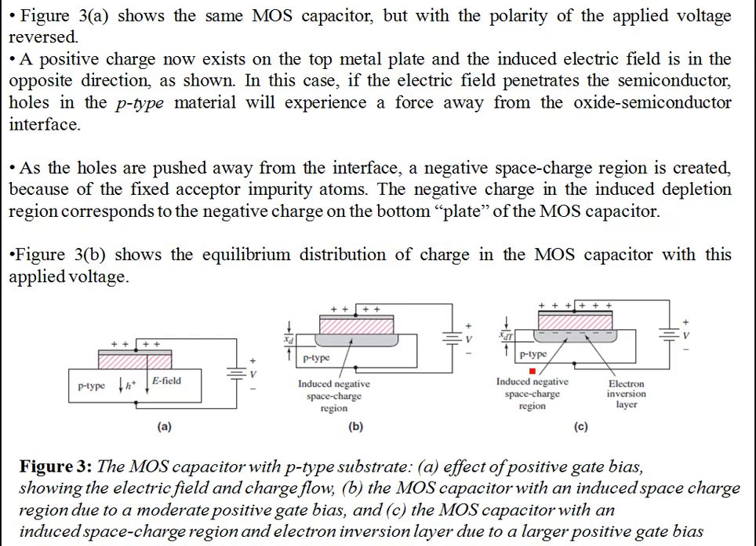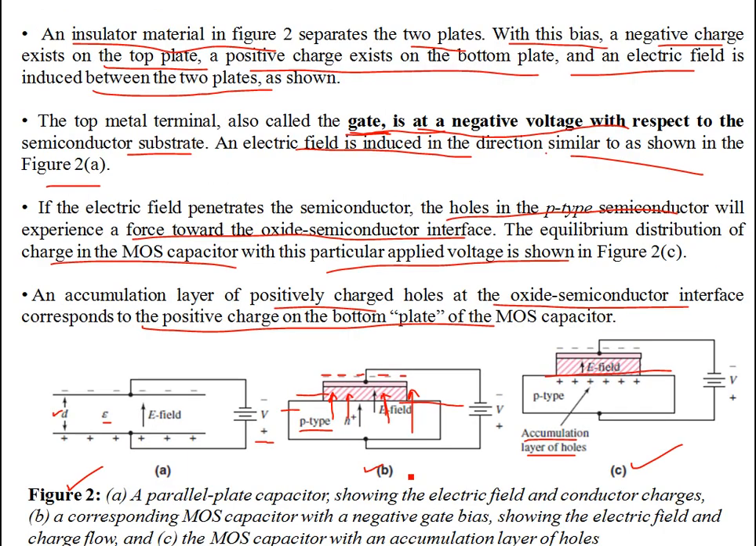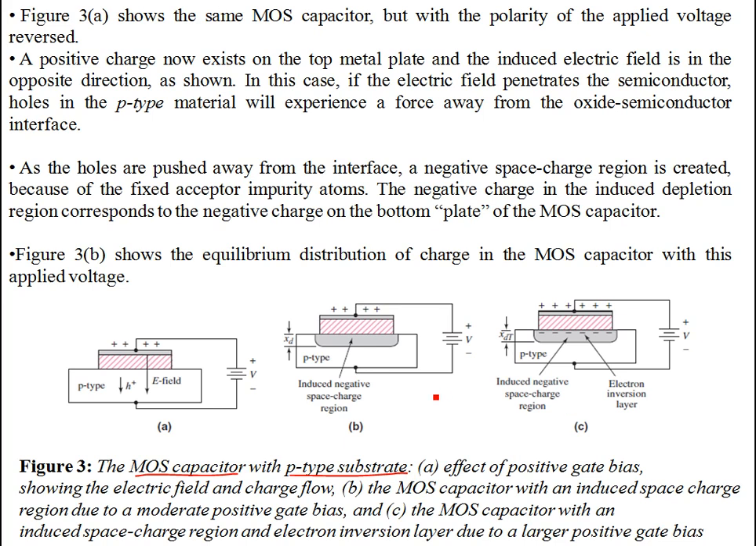Now figure 3 continues the illustration of the physics of the MOS capacitor. The MOS capacitor again has a p-type substrate, but the difference is the polarity. Last time we had a negatively charged metal plate. Now we have a positively charged metal plate.